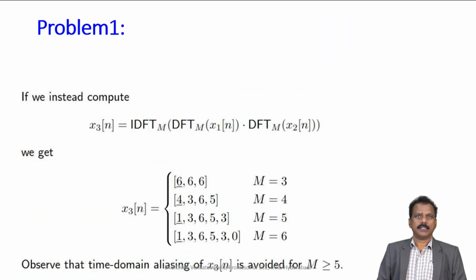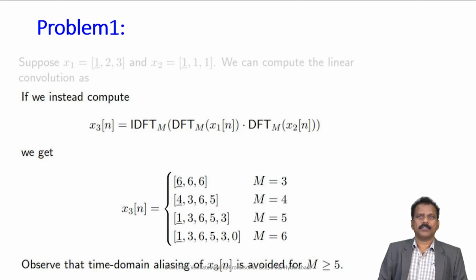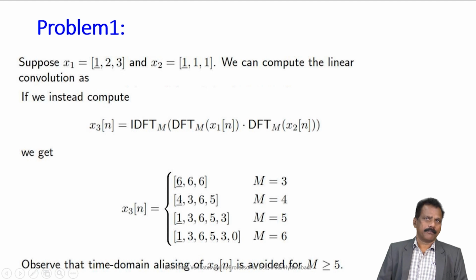Okay, so we try to verify this with one simple example. Suppose x1 is given as 1, 2, 3 and x2 is equal to 1, 1, 1. We can compute the linear convolution as here. If we instead compute x3 of n equal to the inverse discrete Fourier transform M of the DFT M of x1 of n times the DFT M of x2 of n, we are ready to calculate that x3 of n.